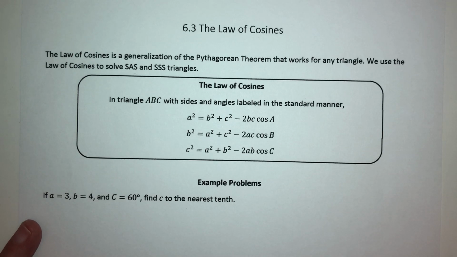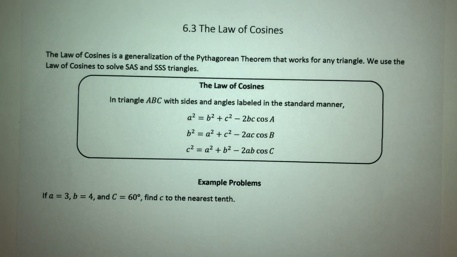Section 6.3, the Law of Cosines. Starting in the previous section, when we talked about the law of sines, we started talking about solving oblique triangles. And we talked about all of the different possibilities of information we can start off with. Every possible combination of the sides and the angles we could be given from the very beginning.